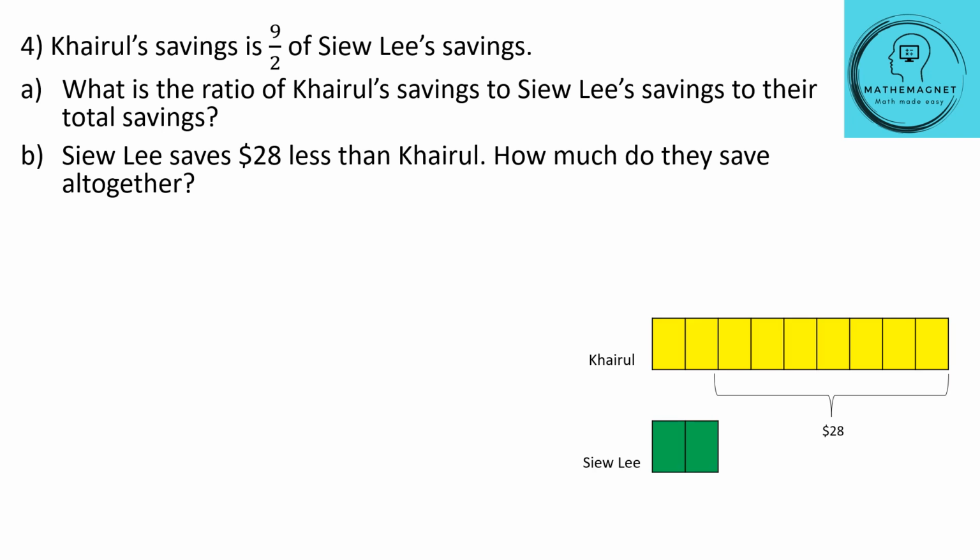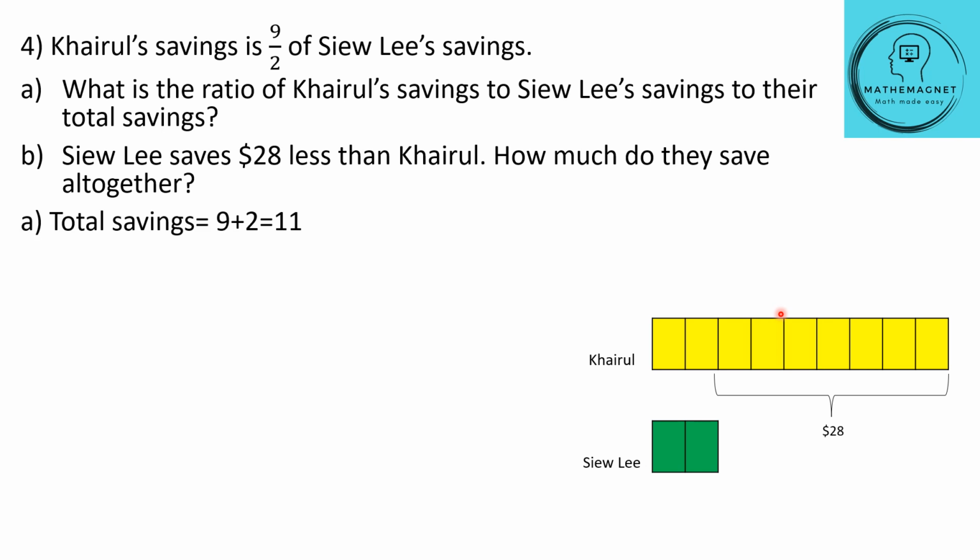Now here in this bar model, Kyrol will have 9 units and Sully will have 2 units. This is as per the data given in the question. Now this differential, 7 units, will be equal to $28 because it says Sully is $28 less than Kyrol. So Kyrol minus Sully is 7 units, and that 7 units is $28. Now let's see how to solve question A.